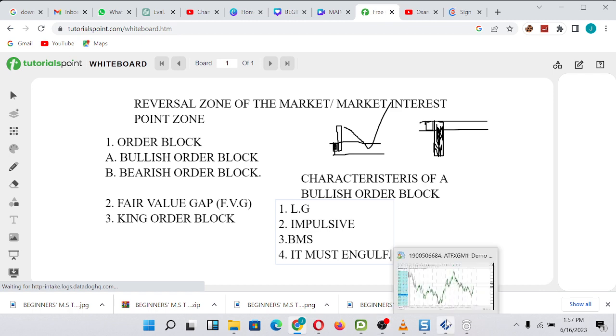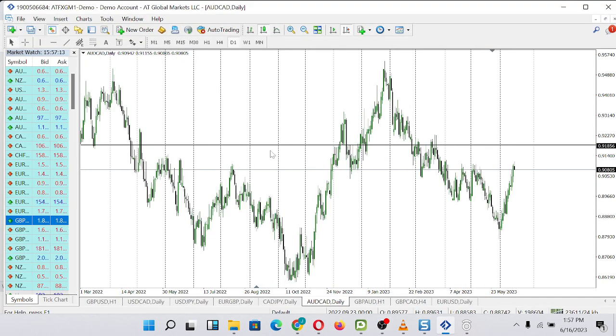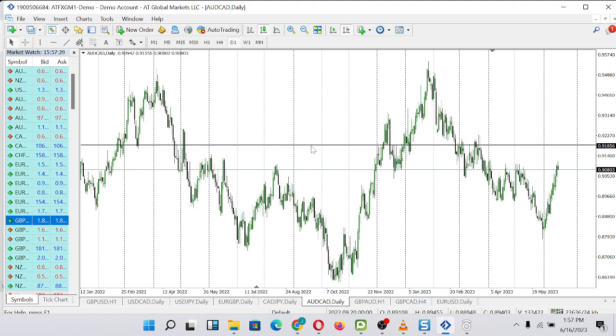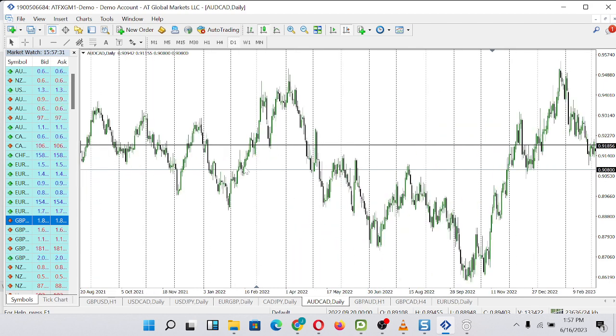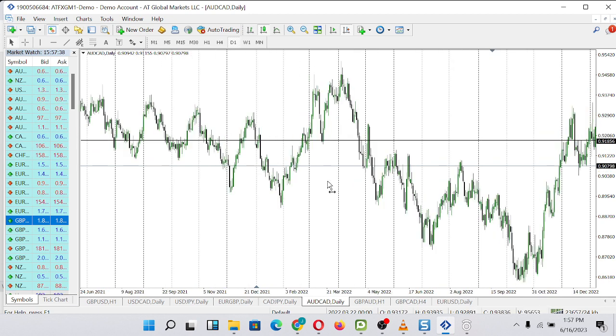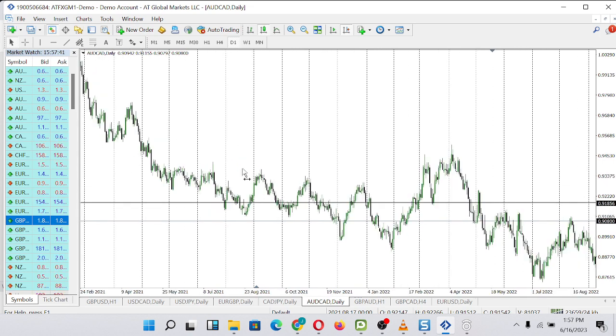So with this definition, let's try and look at the chart to be able to identify what we just said. Okay. Now, so let's look at it.